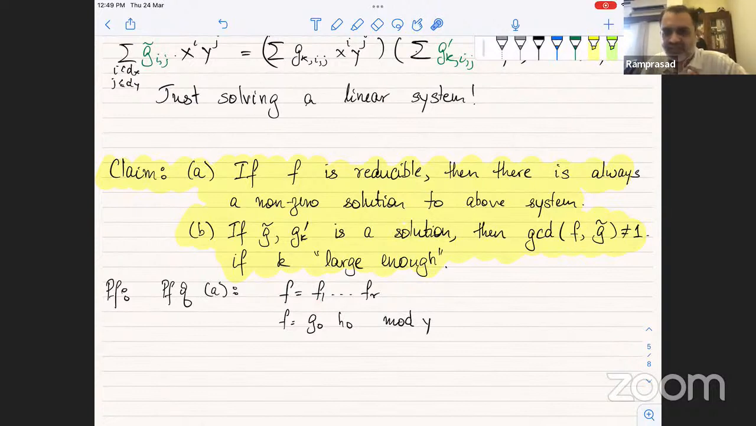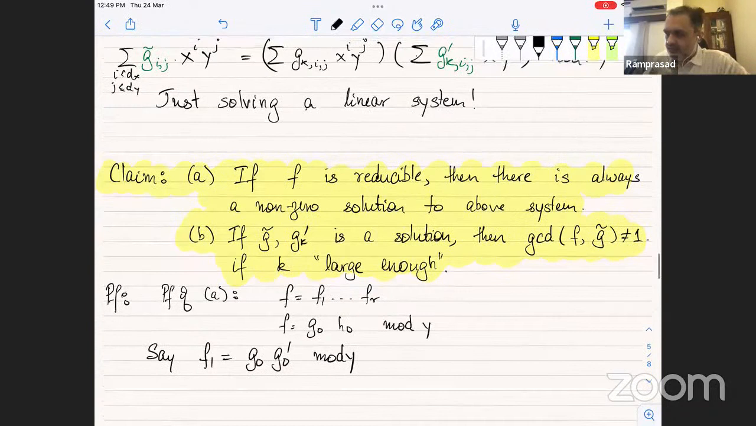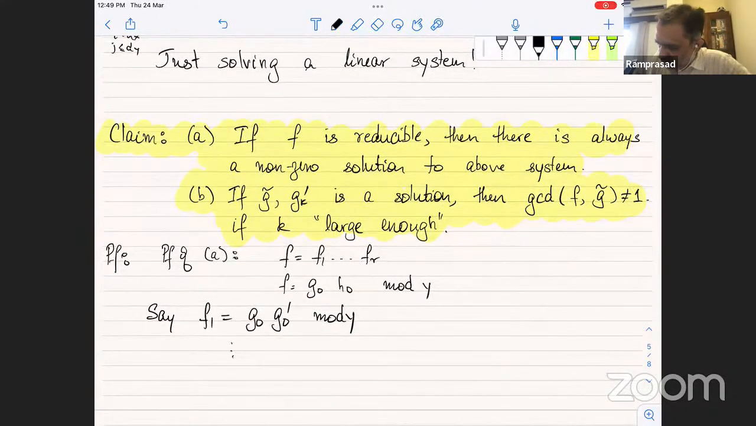Okay, that is, I'm talking about everything mod Y. So what I'm saying is that F1 equals G0 times, I'm going to call this G0 prime, mod Y. Now here is a monic polynomial and I give you a factorization mod Y, and all your A, B, etc. will happen. So you can lift this factorization also. You can do Hensel lifting on whatever you have here. So if you were to lift it, what will you end up with?